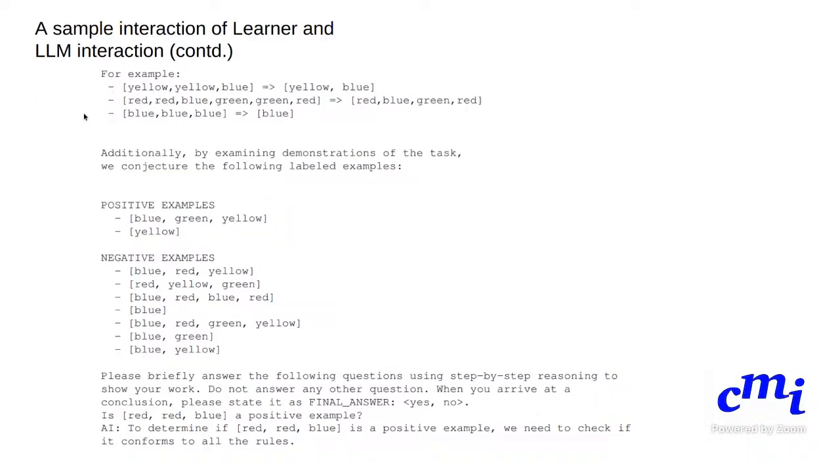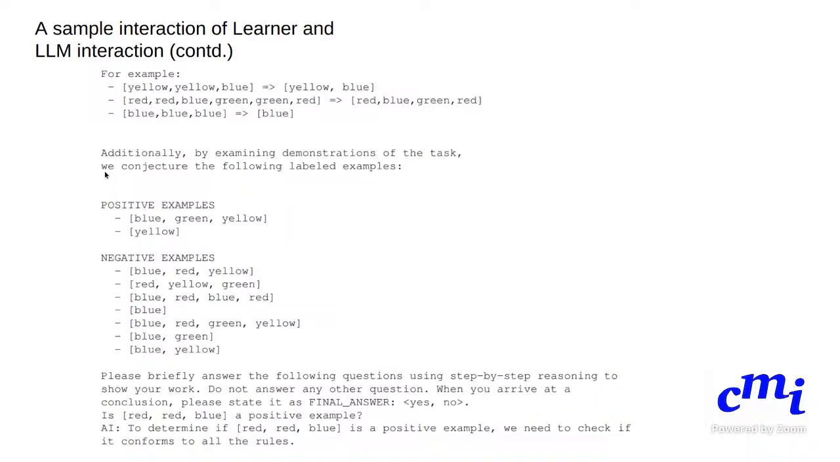So here it's telling how we are merging the consecutive same color tiles into one, as it's easier to read, and it's actually helpful to make automata like that. And then additionally, these are the positive and negative examples. We are also telling the LLM that we will be dealing with the demonstration of the task, which we'll look at in the next few slides.